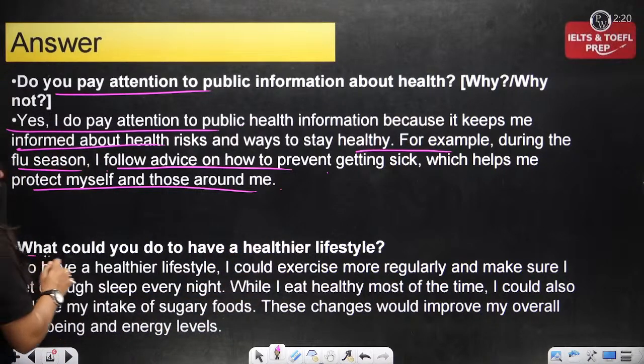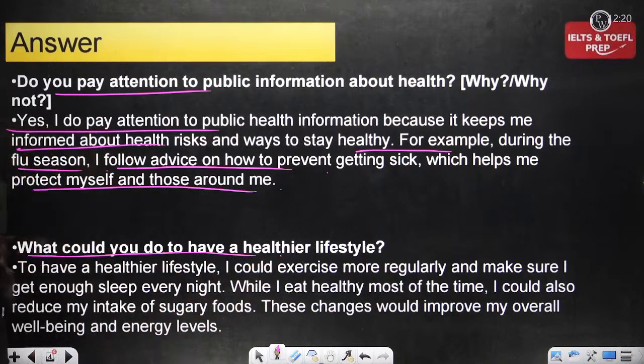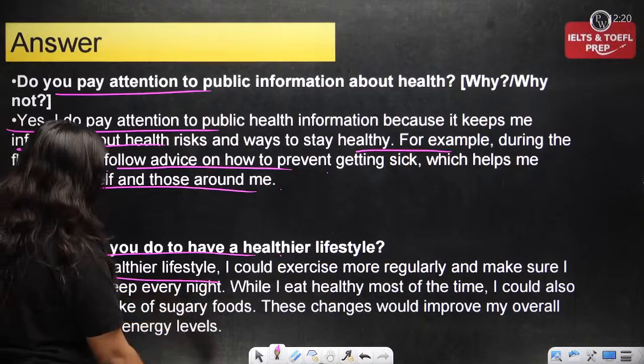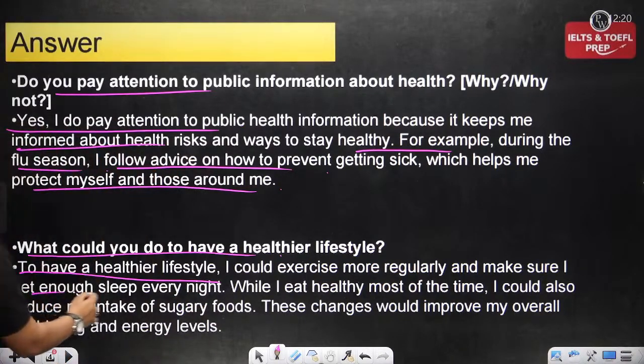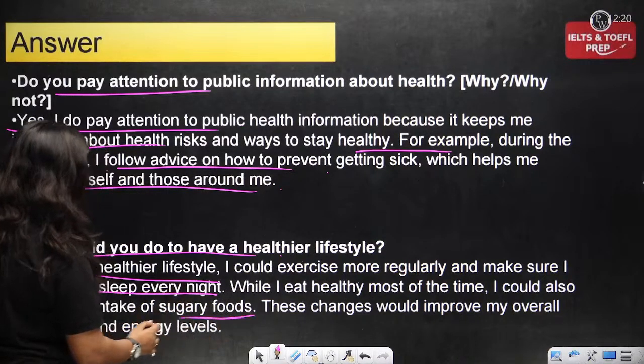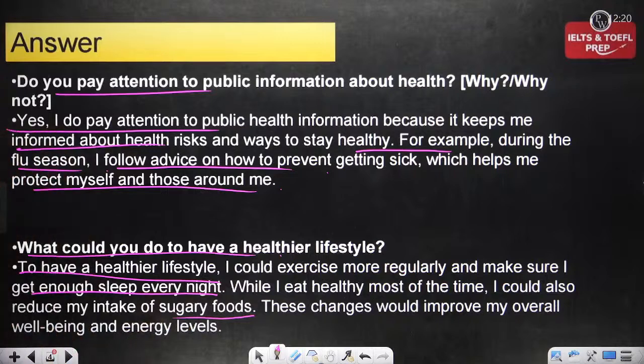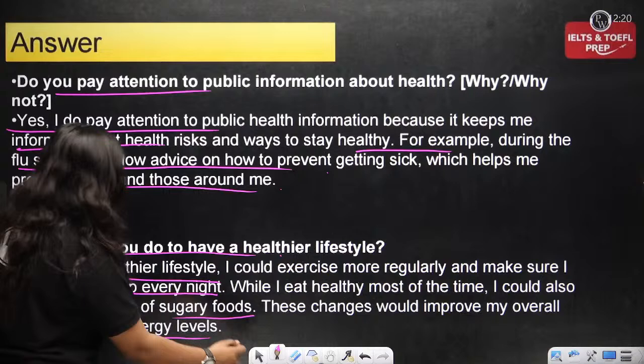Chalo. What could you do to have a healthier lifestyle? To have a healthier lifestyle, I could exercise more regularly and make sure I get enough sleep every night. While I eat healthy most of the time, I could also reduce my intake of sugary foods, ठीक है, these changes would improve my overall well-being and energy level.